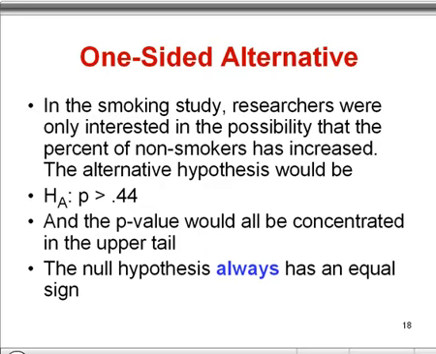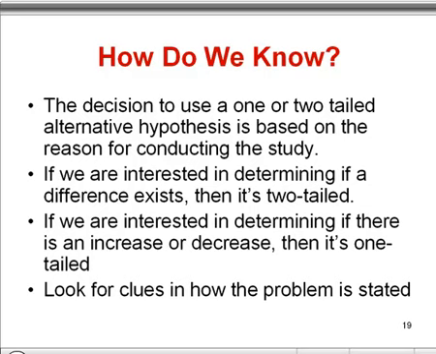It is very important to note that an alternative hypothesis can include a greater than, less than, or not equal to sign, but the null hypothesis must always contain an equal to sign. We need a specific value to test. Once again, the form of the alternative hypothesis depends upon the object of the study. Look for clues in how the problem is stated, and when in doubt, use a two-sided alternative.